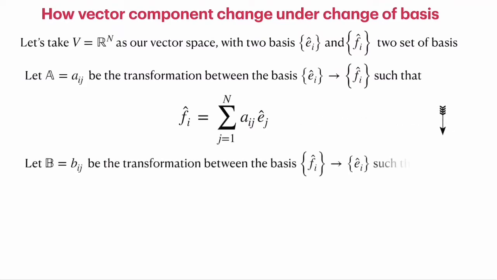Okay, let the matrix B be equal to Bij, with the transformation taking the basis Fi to Ei such that every element of a basis vector Ei can be expressed in terms of Fj with the coefficient Bij. So these are two transformations taking us back and forth between the basis vectors Ei and Fi.